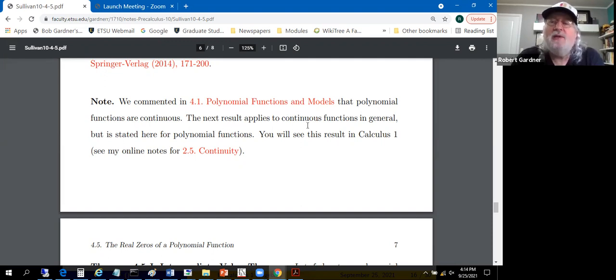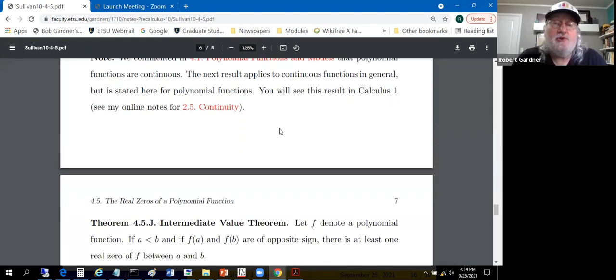The next result applies to continuous functions in general. It's stated for polynomials here in this pre-calculus setting, but you'll see this idea again in Calculus 1, section 2.5, so about halfway through the second chapter that you cover. You'll see it before the midpoint of Calculus 1.